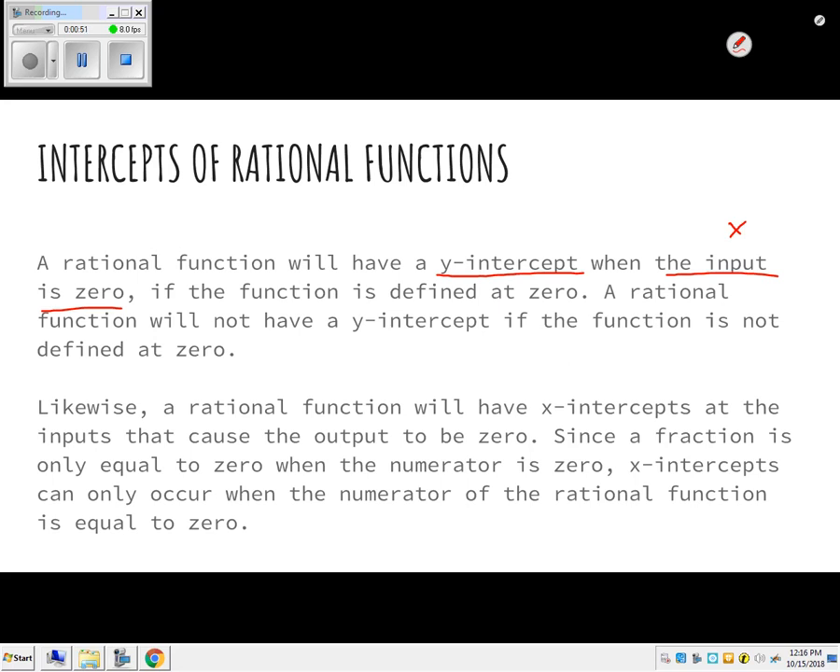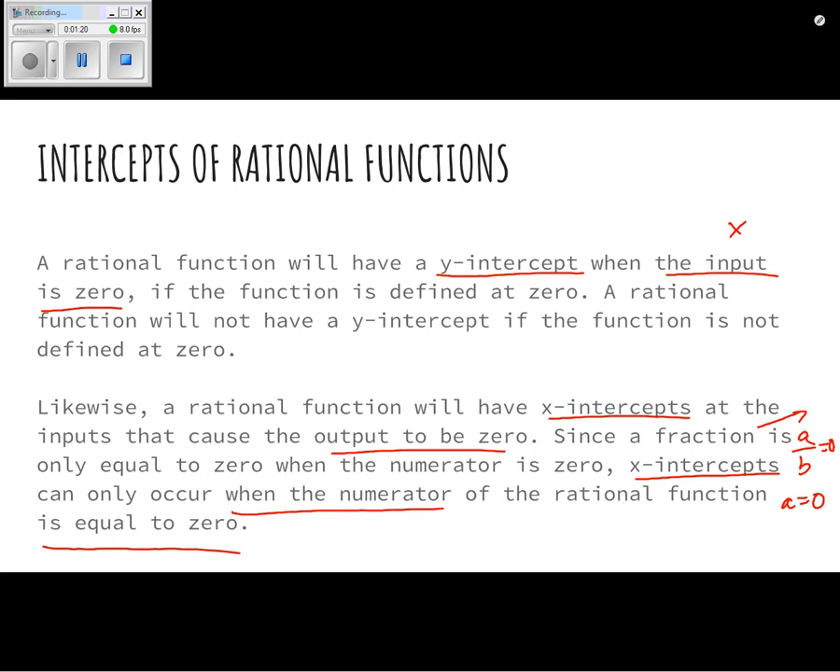Okay, and so the x-intercept is going to be a little bit different. The x-intercept is going to be what makes the output 0. Well, we're dealing with a rational function, or a fraction. So in order for a fraction, let's just say a over b, to equal 0, all I really need is for the top to equal 0. So whenever I'm looking for x-intercepts, they're going to occur when the numerator is equal to 0. Okay, so let's put this to work real quick, and then we'll use it in a graph.